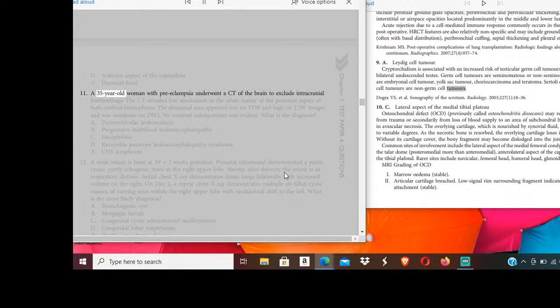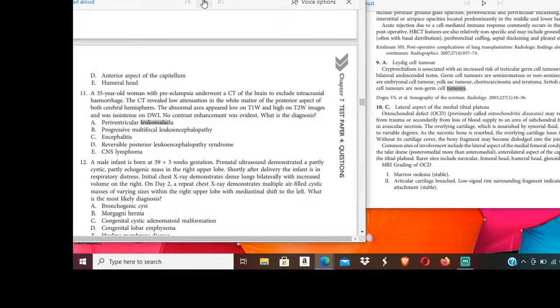11. A 35-year-old woman with preeclampsia underwent a CT of the brain to exclude intracranial hemorrhage. The CT revealed low attenuation in the white matter of the posterior aspect of both cerebral hemispheres. The abnormal area appeared low on T1W and high on T2W images, and was isointense on DWI. No contrast enhancement was evident. What is the diagnosis? A. Periventricular leukomalacia.